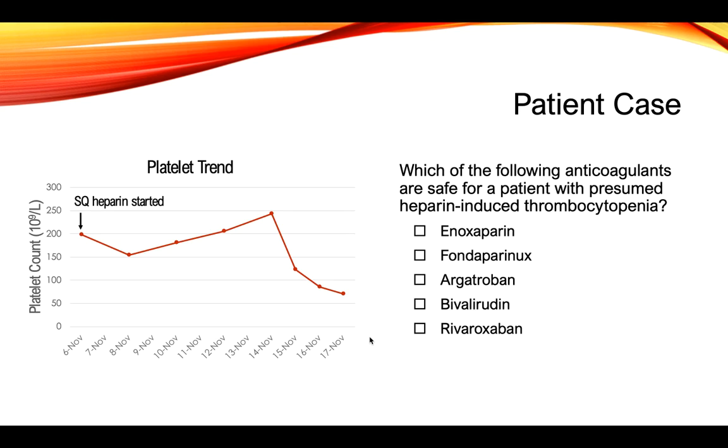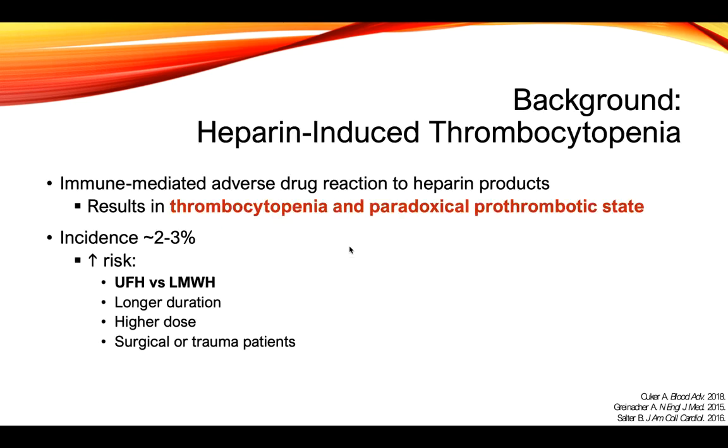I will circle back on this question, but first let's talk about what heparin-induced thrombocytopenia is and what exactly causes this reduction in platelet count in addition to thrombotic complications. So HIT is an immune-mediated adverse drug reaction. It results in thrombocytopenia, but again, that paradoxical prothrombotic state.